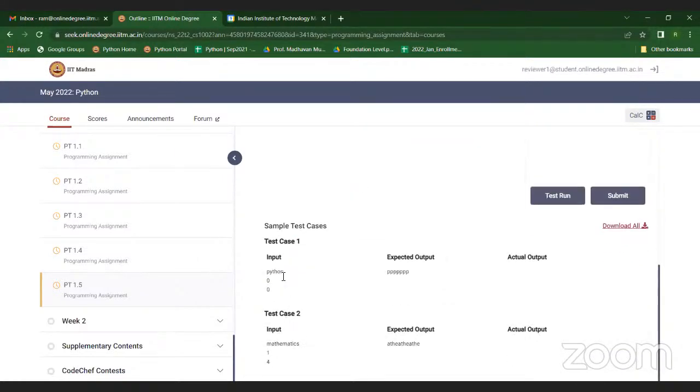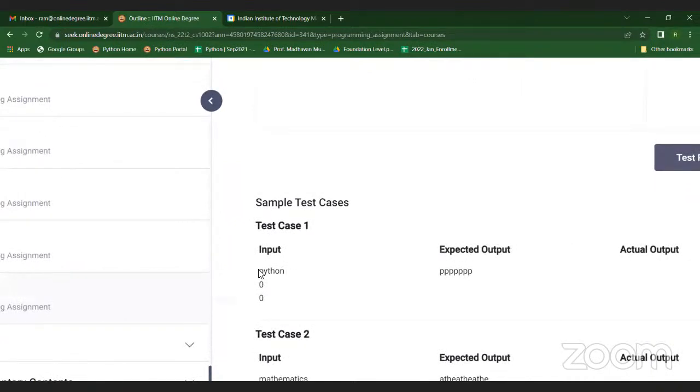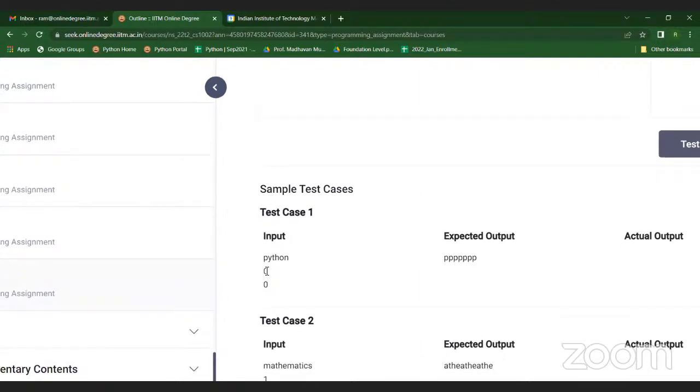For example, let's say we have this Python. If the start and end is 0, then I'm saying I want only the first index. So that P should be replicated some number of times such that it is greater than the length of Python. The Python length is 5, right? So if I replicate it 6 times, then the output length will be greater than the input. Exactly. Got it, sir. Thanks.